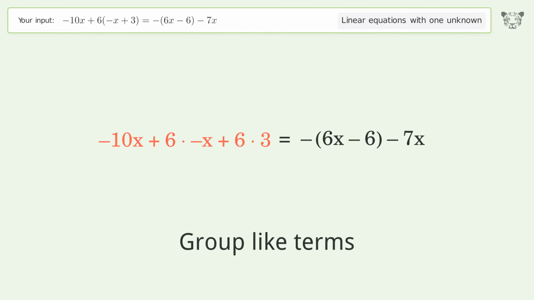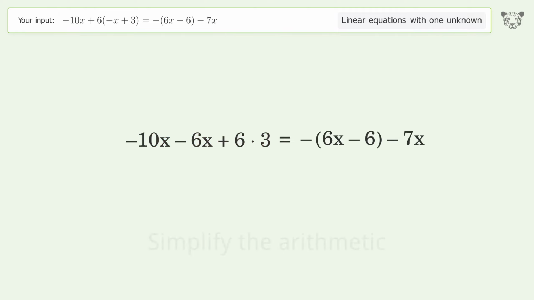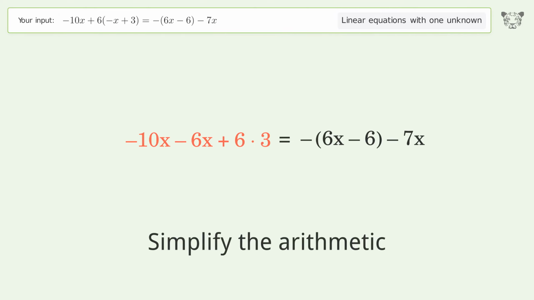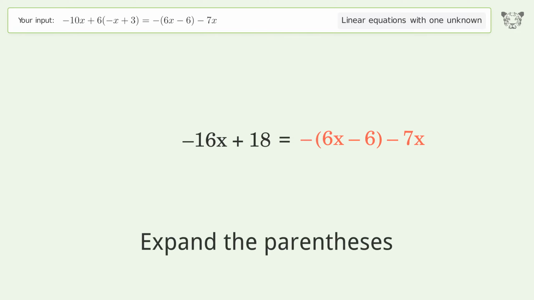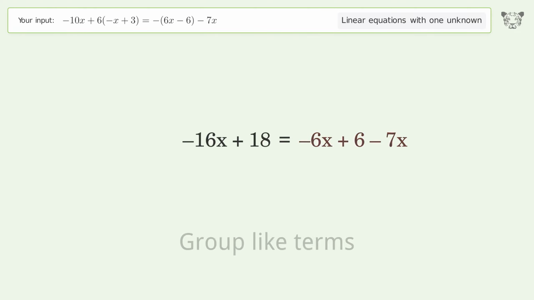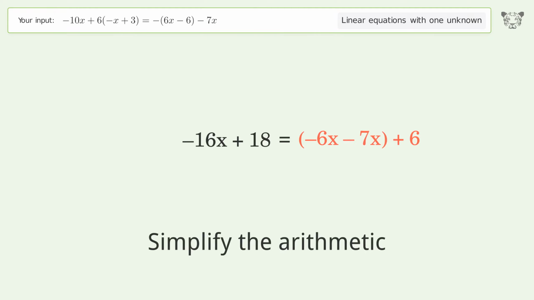Group like terms. Multiply the coefficients. Simplify the arithmetic. Combine like terms. Expand the parentheses. Group like terms. Simplify the arithmetic.